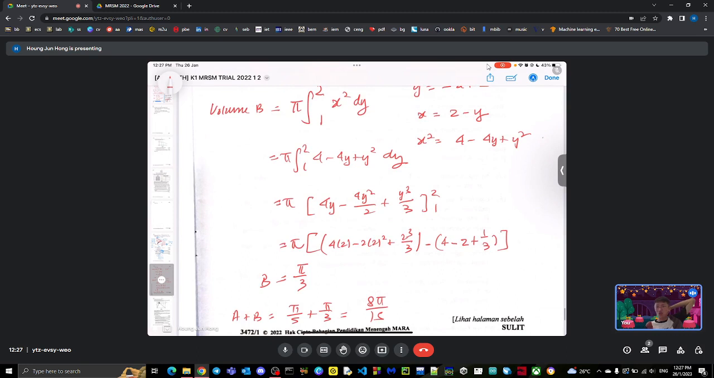Okay, so this is a way to do volume B, but actually this is not the usual way I do volume B. I'm doing it this way now because it's more understandable for most people.